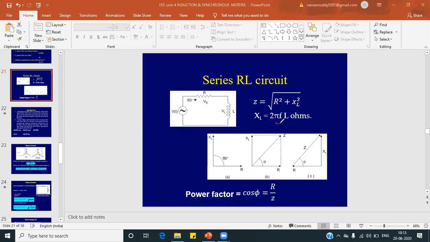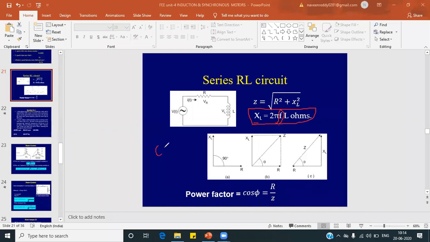Right. So now you be careful. My intention is to say that XL is somehow dependent on frequency. So you somehow remember, XL is directly proportional to F. If it is XC, that is inversely proportional, but the capacitance effect is neglected in the case of any electrical machine. That is very small.